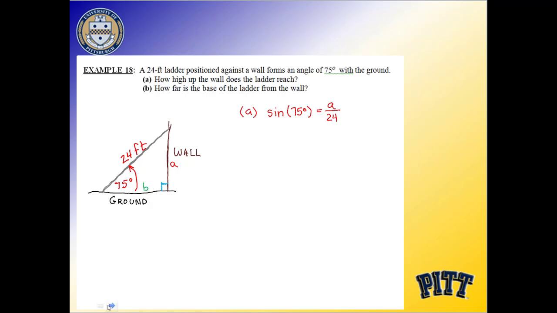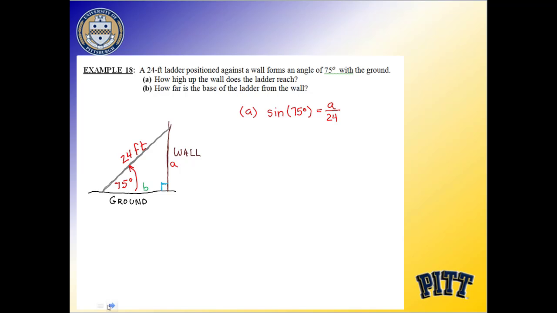Now, the reason why I chose sine: I'm going to use the angle 75 degrees. I obviously want to use the side A in my calculation because I'm looking for what that is. And I'm going to use the side 24 feet. When I look at the relationship between that 75-degree angle, side A, the thing I'm looking for, and the hypotenuse being 24 feet, I have a situation where I have an opposite leg and a hypotenuse. That's a sine function I'm going to use. So the sine of 75 degrees is going to be A over 24.